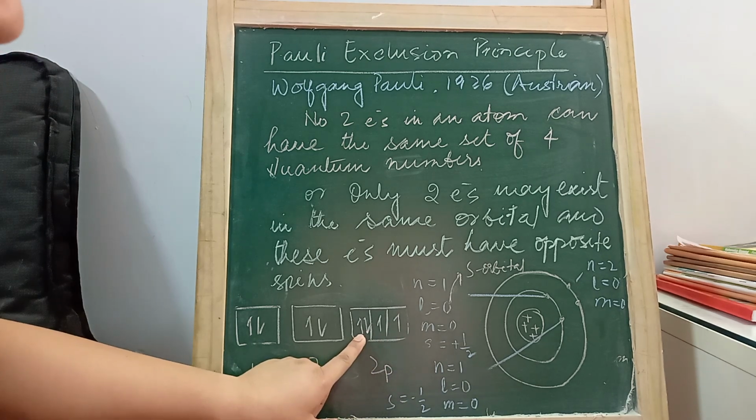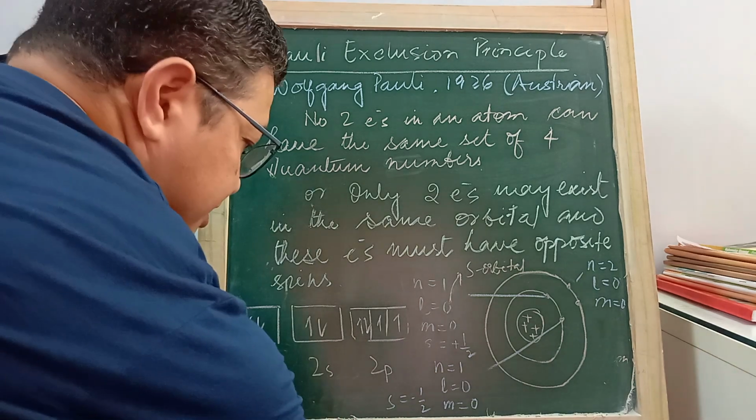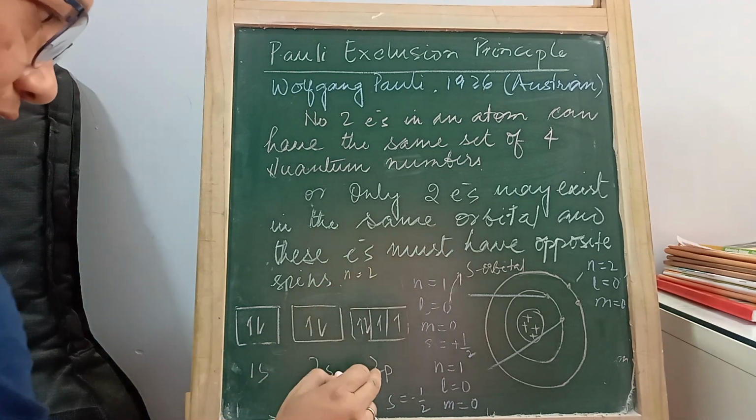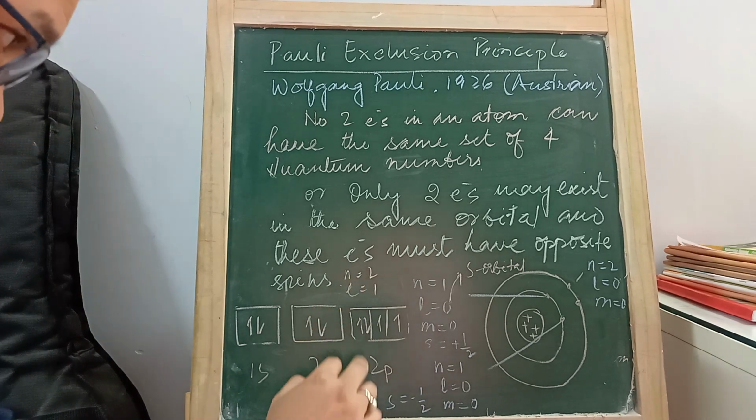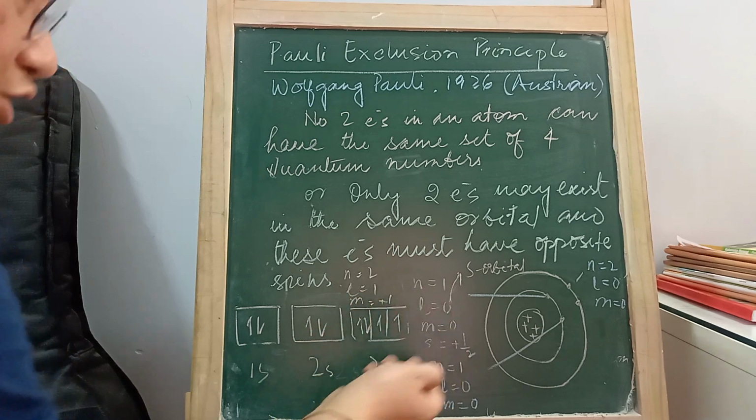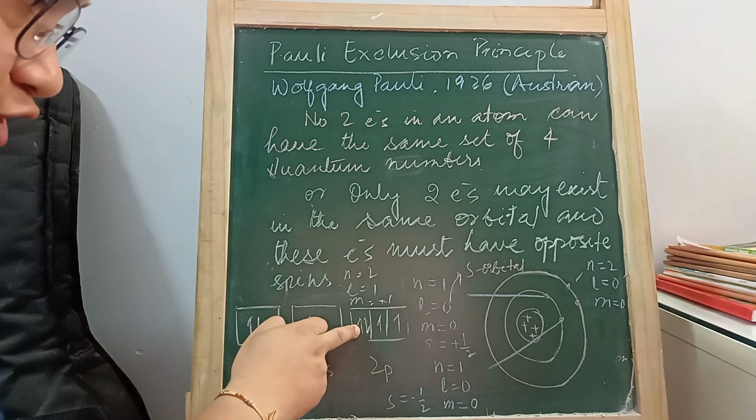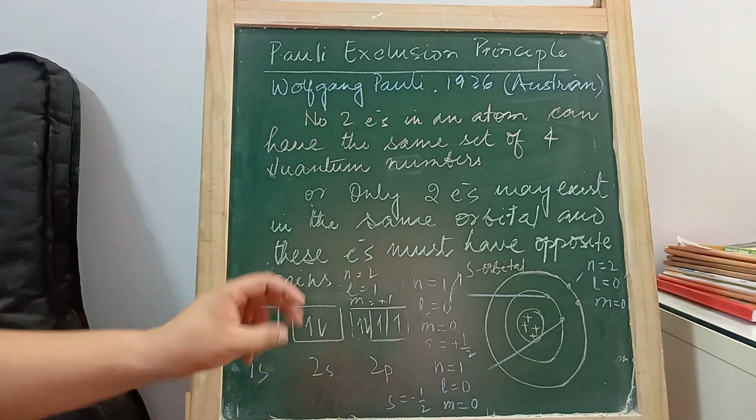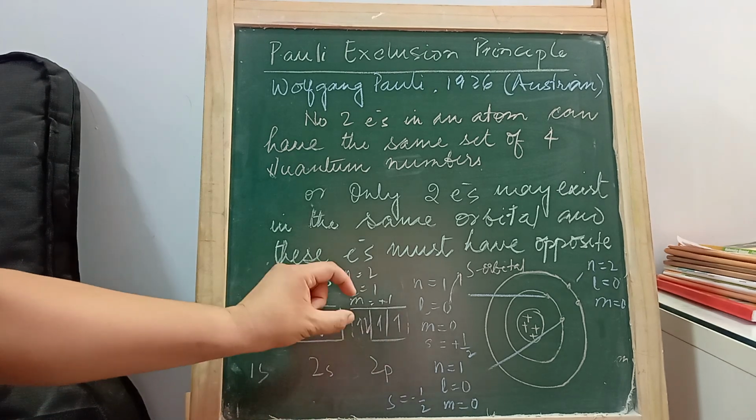Okay, let's try to write this. What is the value of n here? n will be equal to 2, the second shell. Since p means l equal to how much? l equal to 1. And what about the magnetic quantum number? It may be +1 or -1 or 0, whatever it is. And what will be the spin quantum number? For this electron it will be +half, and for this electron it will be -half. So this is the way the four quantum numbers of electrons can be known from the orbital where they exist.